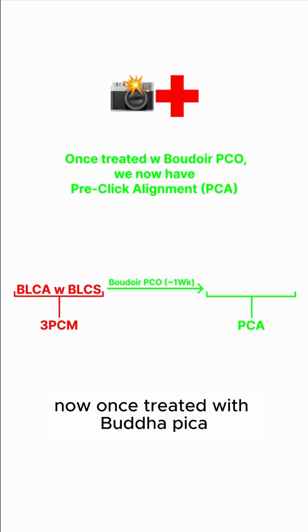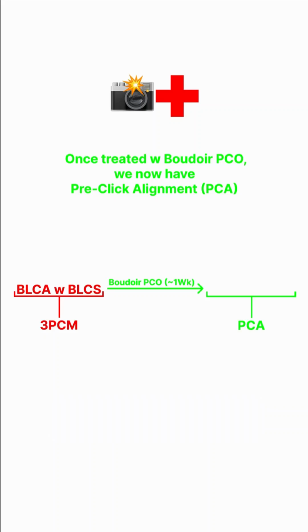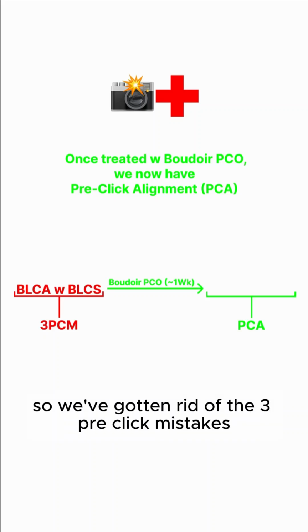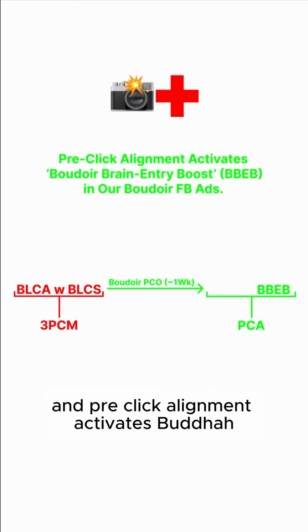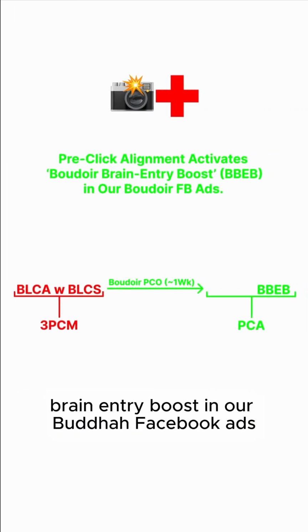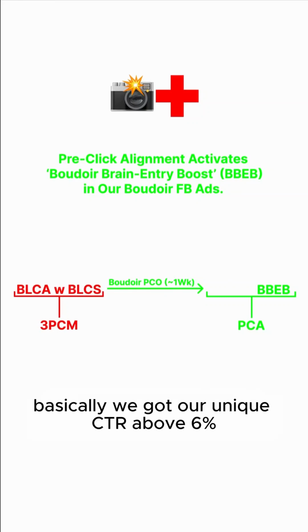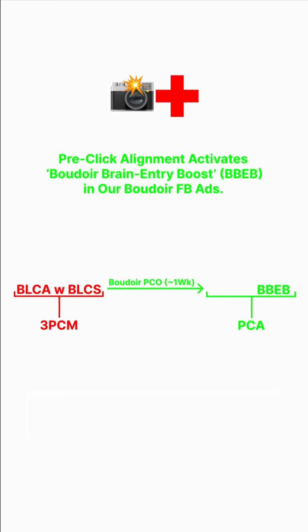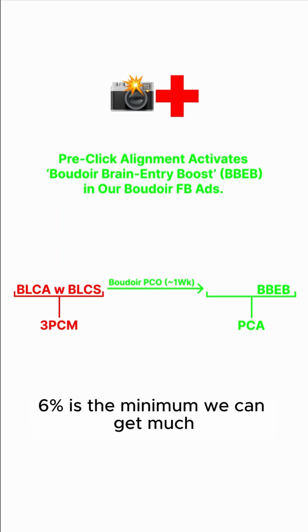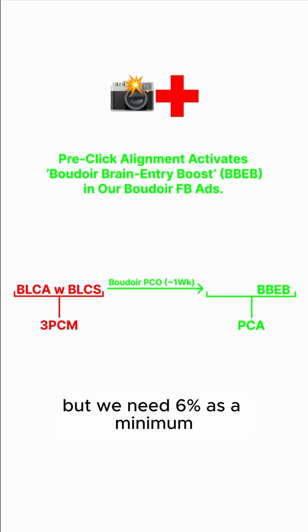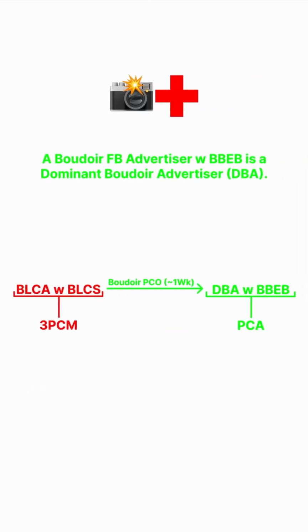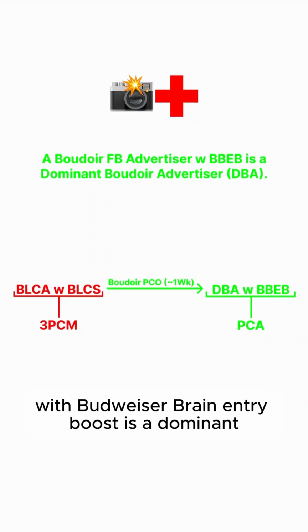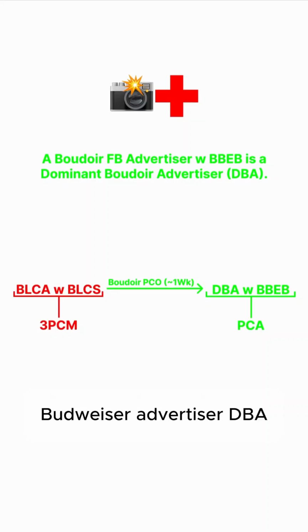Now, once treated with Boudoir Pico, we now have pre-click alignment, PCA. So we've gotten rid of the 3 pre-click mistakes. We now have pre-click alignment. And pre-click alignment activates Boudoir brain entry boost in our Boudoir Facebook ads. Basically, we got our unique CTR above 6%. That's where we need to be, that's literally the minimum. 6% is the minimum. We can get higher than that, but we need 6% as a minimum. And a Boudoir Facebook advertiser with Boudoir brain entry boost is a dominant Boudoir advertiser, DBA.